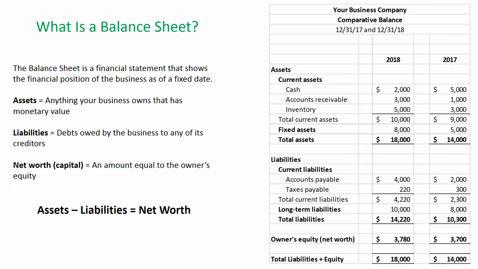Assets equals anything your business owns that has monetary value. Liabilities equals debts owed by the business to any of its creditors. Net worth, or capital, equals an amount equal to the owner's equity. The relationship among these three terms is simply illustrated in a mathematical formula: assets minus liabilities equals net worth.